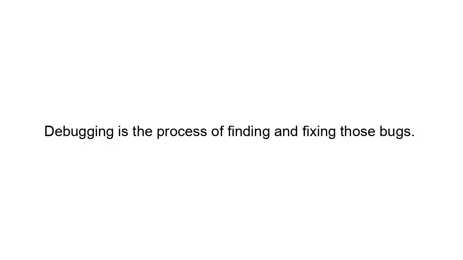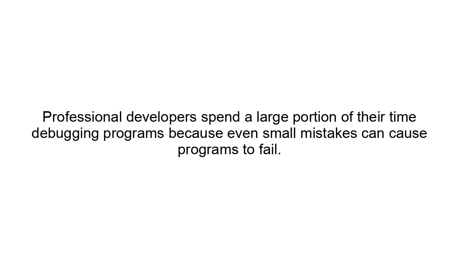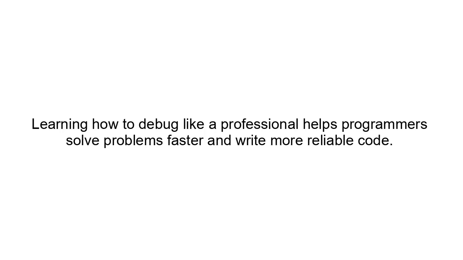Professional developers spend a large portion of their time debugging programs because even small mistakes can cause programs to fail. Programs may fail in different ways, such as showing error messages, producing incorrect results, crashing unexpectedly, or running forever in an infinite loop. Learning how to debug like a professional helps programmers solve problems faster and write more reliable code.